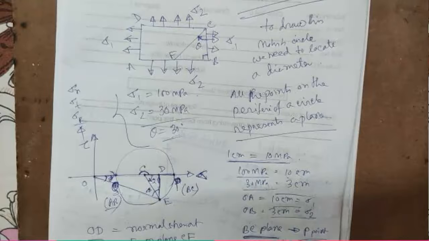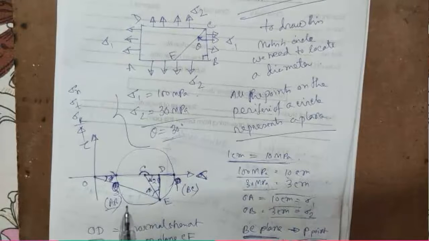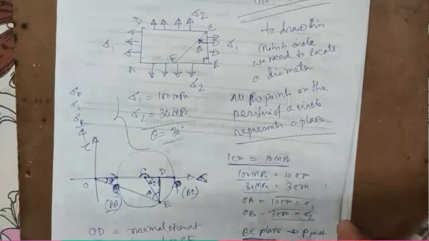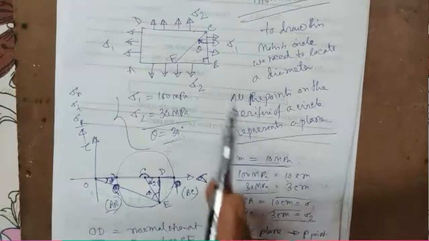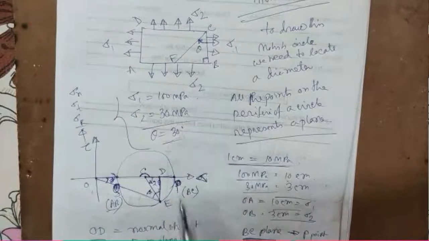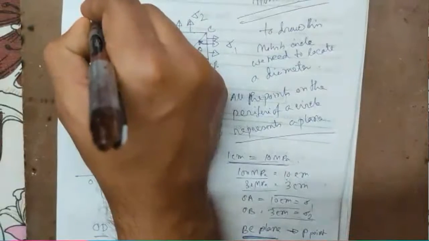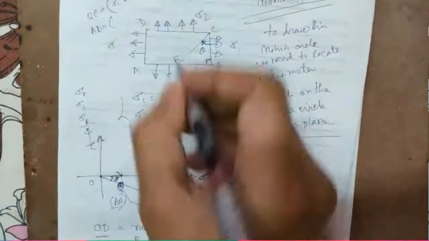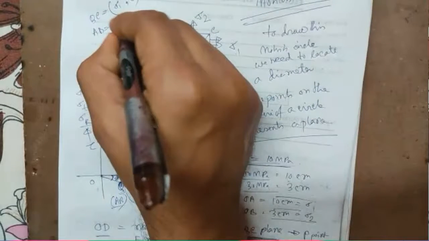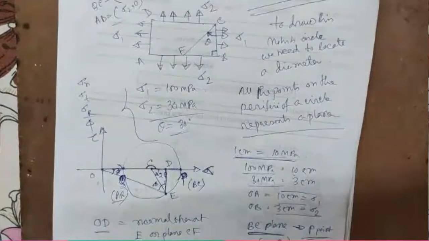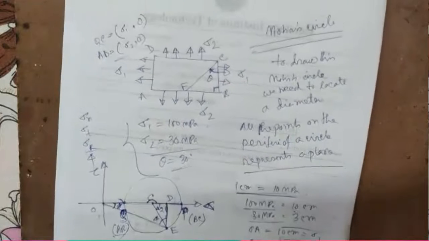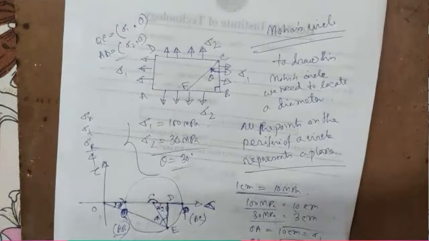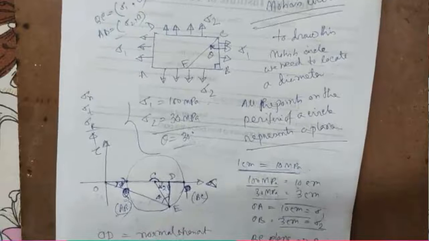Here we are assuming that sigma 1 is greater than sigma 2. If so, the BC plane carries only normal stress, so its stress condition is sigma 1 comma 0, and AB has stress condition sigma 2 comma 0. Now let us locate these 2 points, sigma 1 comma 0 and sigma 2 comma 0, and see where they fall.